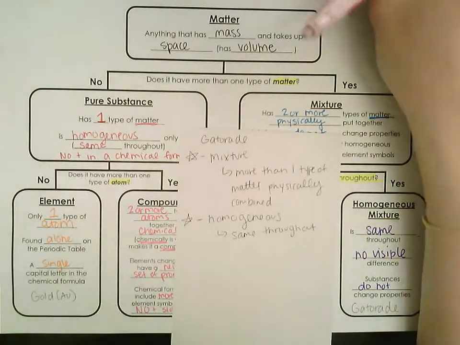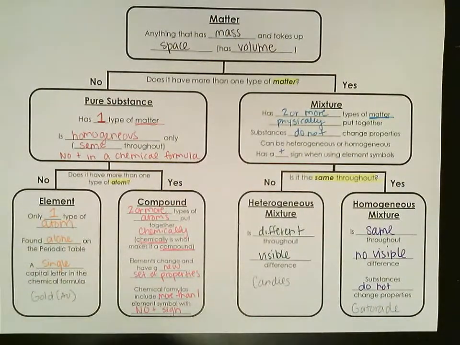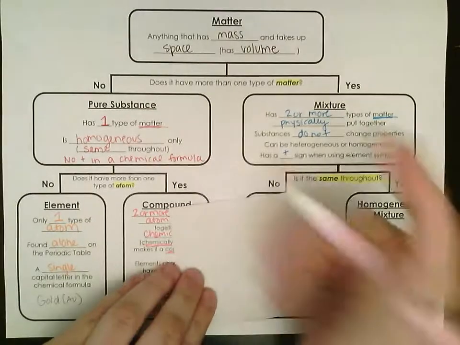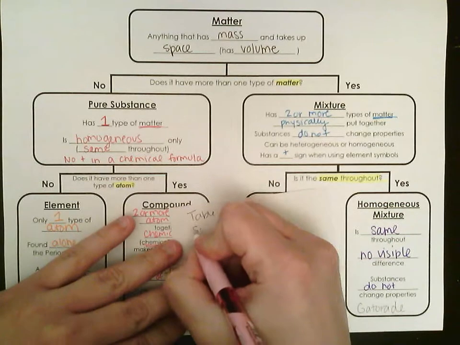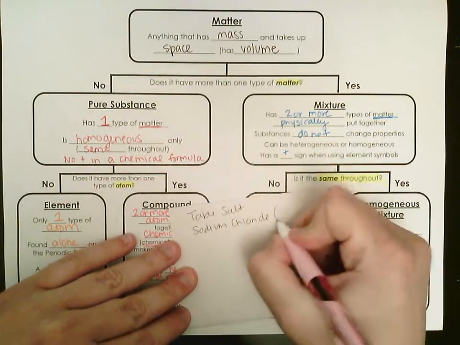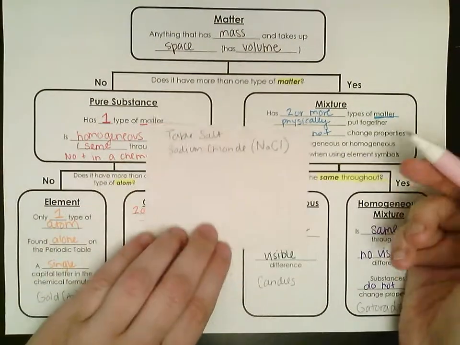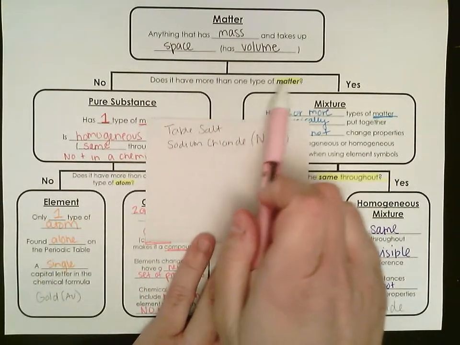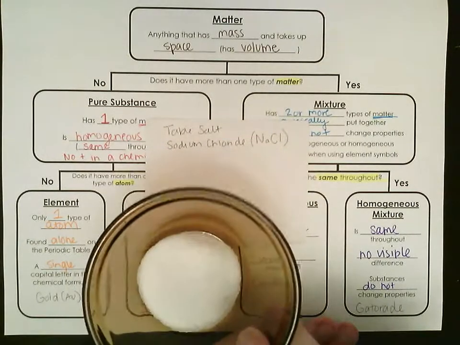So now let's check out our last example. And this is just some regular old table salt. And table salt, I'll go ahead and give you the formula for. So we have table salt, which is also known as sodium chloride, which is NaCl. So the very first question is, does it have more than one type of matter? Is there more than one thing going on?